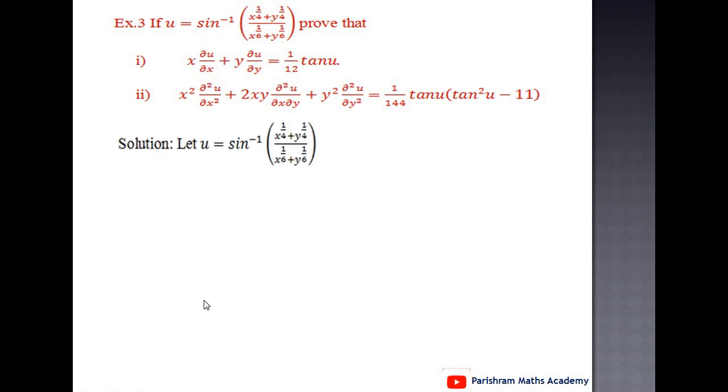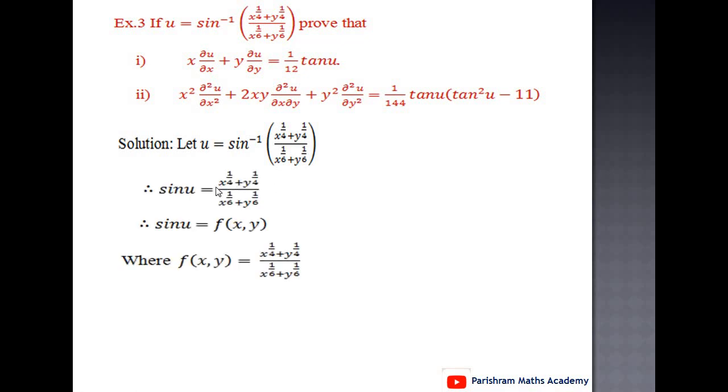Let u equal sine inverse of (x raised to 1/4 plus y raised to 1/4) upon (x raised to 1/6 plus y raised to 1/6), and therefore we get sine of u equal to (x raised to 1/4 plus y raised to 1/4) upon (x raised to 1/6 plus y raised to 1/6). We can transfer this sine inverse to the left hand side, we get sine u, and therefore we can take sine of u equal to f of x, y, where f of x, y is nothing but (x raised to 1/4 plus y raised to 1/4) upon (x raised to 1/6 plus y raised to 1/6).